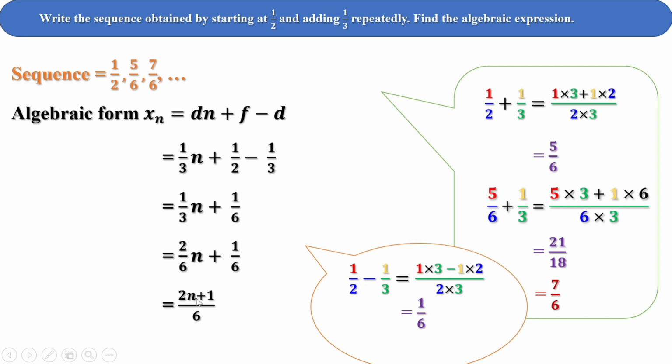2n means 2 into a number, that is always an even number. And if you add 1 to it, it is an odd number. So all the terms of this sequence are fractions with odd numerators and denominator 6. 2 is not a factor of any odd number. So definitely 6 is not a factor of any odd number. Therefore, no term of this sequence is a natural number. In order to get a natural number, the denominator 6 should be cancelled. So there should be a multiple of 6 in the numerator to get it cancelled.